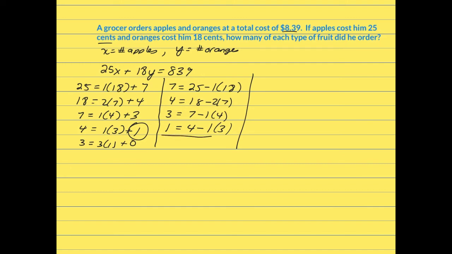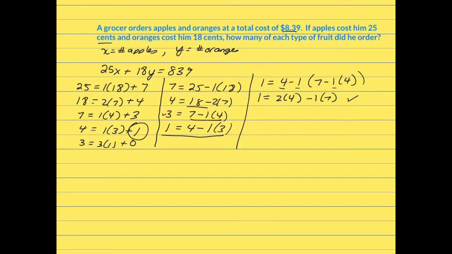So as always, we're going to start with the last equation. 1 equals 4 minus 1 times 3, and 3 we will replace with 7 minus 1 times 4 in the line above. Combine like terms. We got 4, and then minus a negative 4, so 2 times 4 minus 1 times 7, which does equal 1, so we're good.